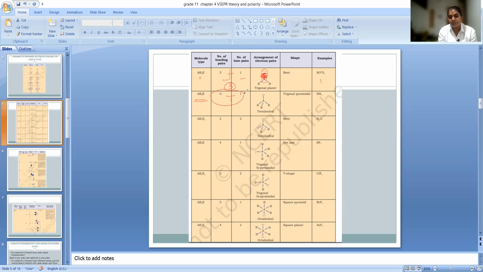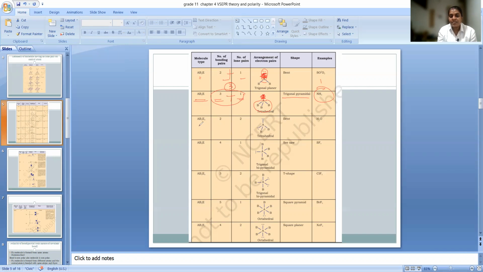And in the case of AB3E type, 3 plus 1, 4. Okay, 4 pairs of electrons, 3 bond pairs and 1 lone pair. So we are expecting a tetrahedral geometry, but since there is one lone pair, what will happen? This part we cannot see, and the geometry is trigonal pyramidal. NH3 is a very important example of that.